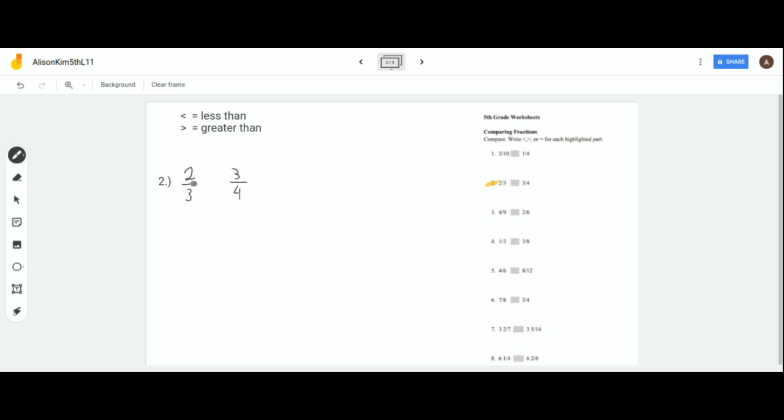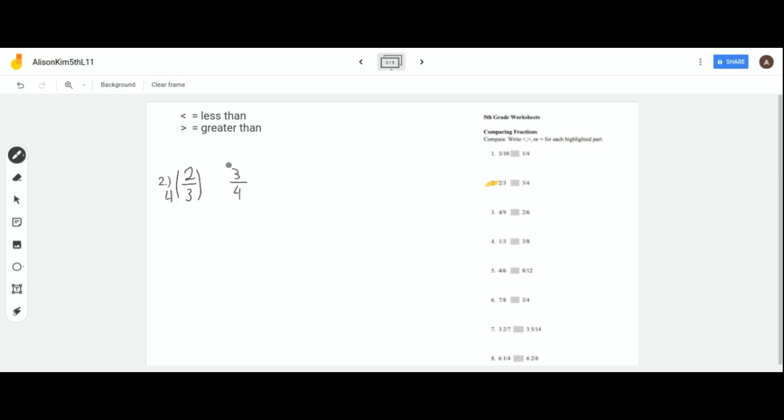So in order to make 2 over 3 equal to something over 12, we need to multiply 3 by 4, right? But if we multiply 3 by 4, then we also have to multiply 2 by 4. So make sure, oops, there's not enough space. I'll make it fit. So we put parentheses and we put 4, right?